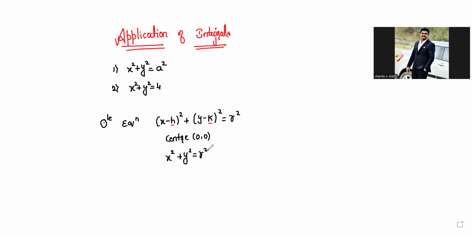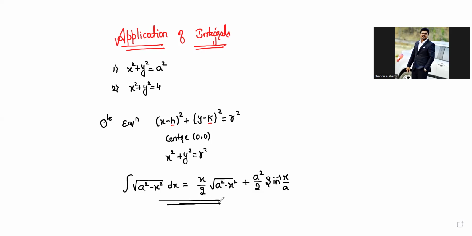Now, one more important formula for this chapter, in the integrals chapter. Integral square root of a square minus x square dx is equal to x by 2 square root of a square minus x square plus a square by 2 sine inverse x by a. So this is the most important formula in this chapter.